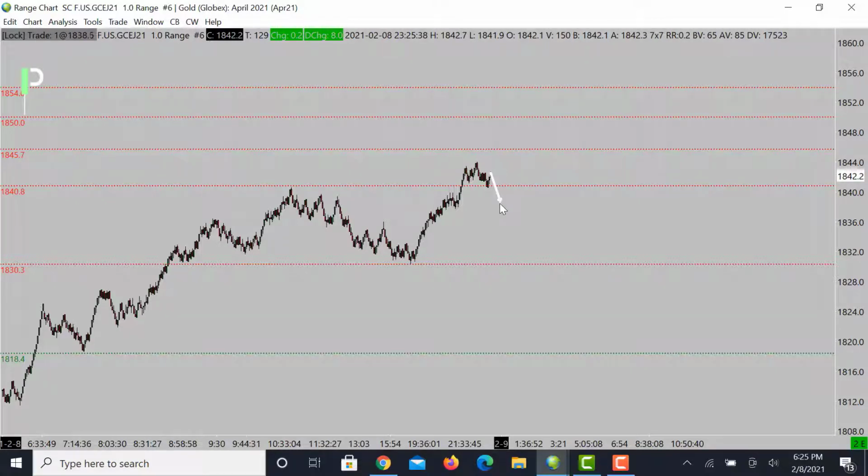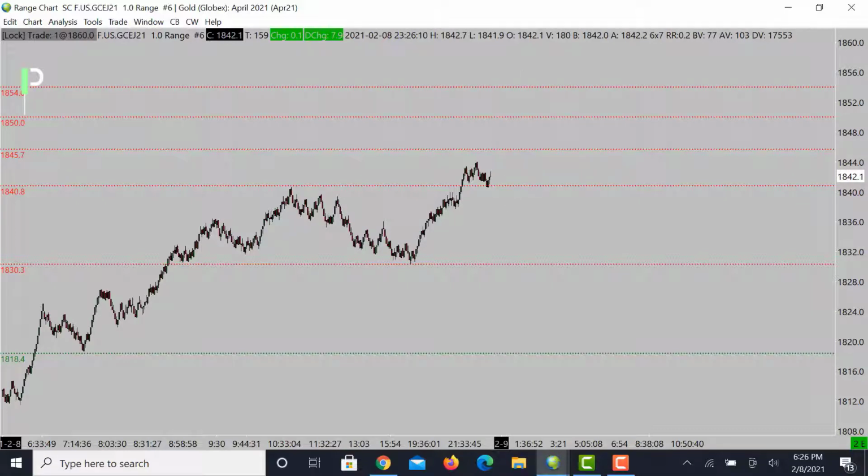If we get back down below, I am looking for the market to try to pull right back into the support of 1830.3. Now we got some other little minor levels, something like that, 36.3, maybe even underneath that, 32.3. That's going to be our next little minor levels of support that we're looking for. But we'll see what the market wants to do. If it stays above this level of 1840.8, we are going to look for that market to pull right back into those 45.7s as resistance.